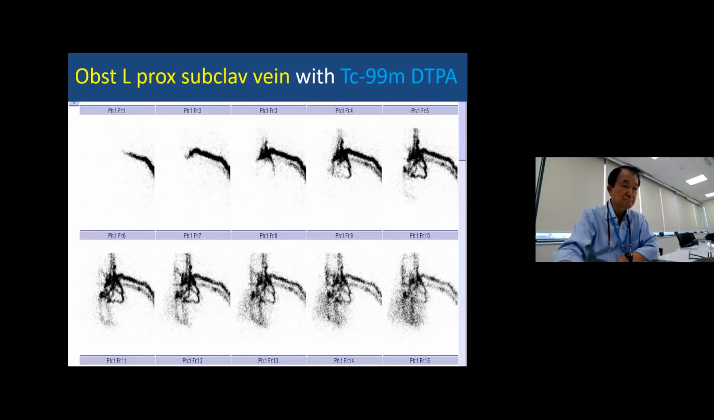And so there is a hemodynamically significant obstruction, so that we see collaterals. You can see all the collaterals here. So is there a new blood clot or old clot? You can't tell.